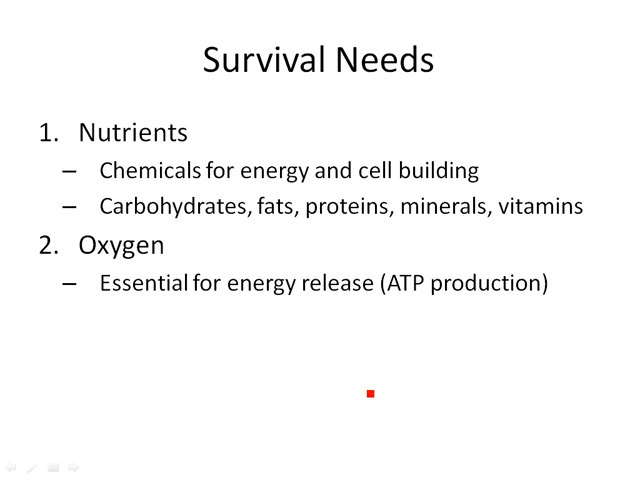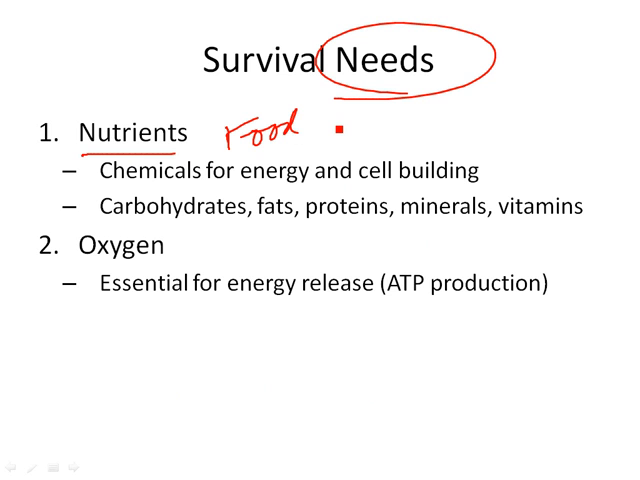Now, for all of those things to occur, in order for you to be alive, you've got to have some things coming in. You've got to have definitely some needs, some things that you absolutely have to have. The first one, though, is just nutrients. You've got to have food. Okay? And so these are the chemicals that we're going to use to make energy, specifically ATP.